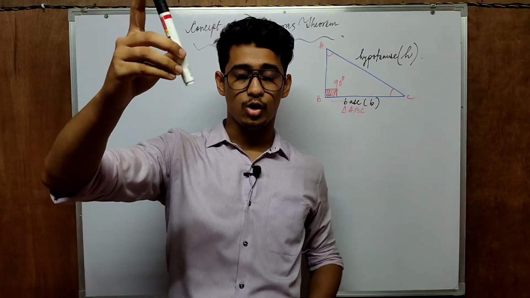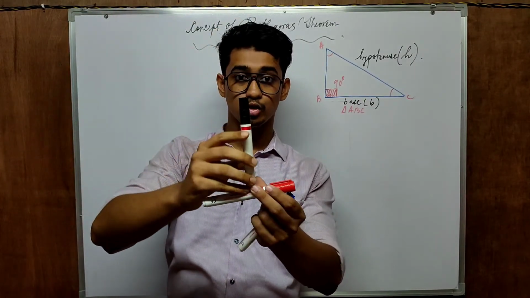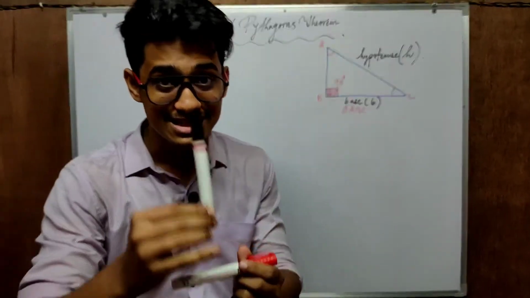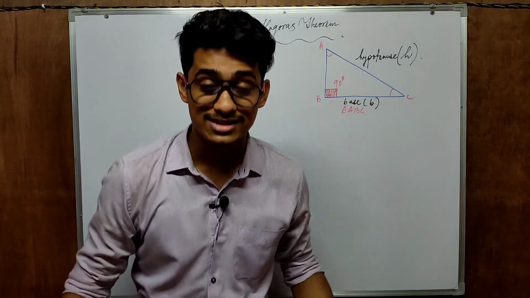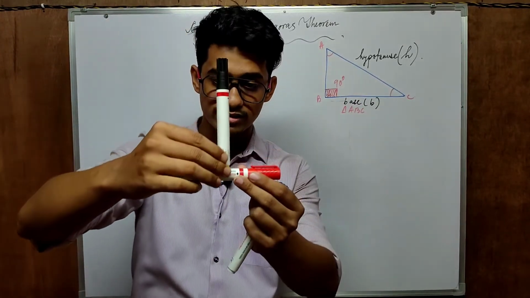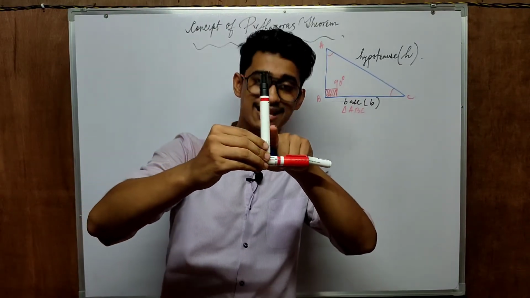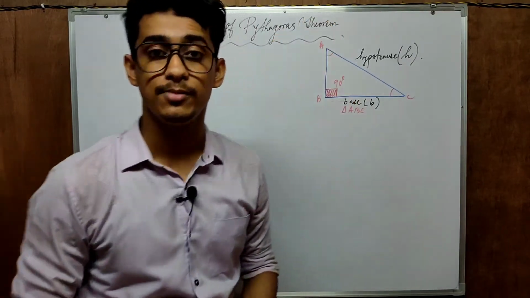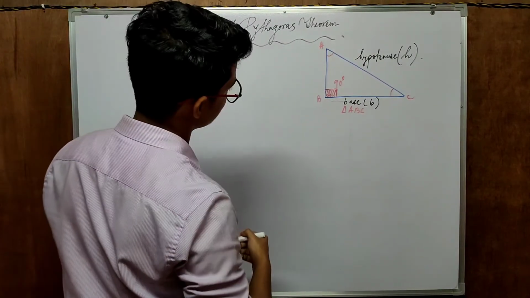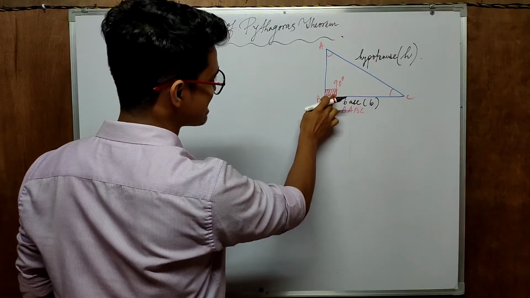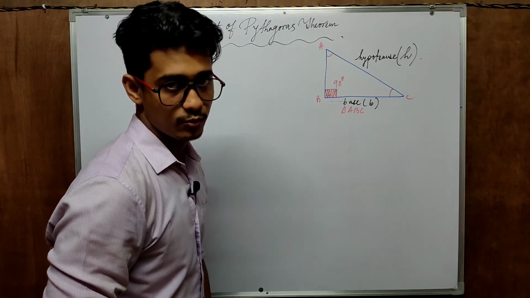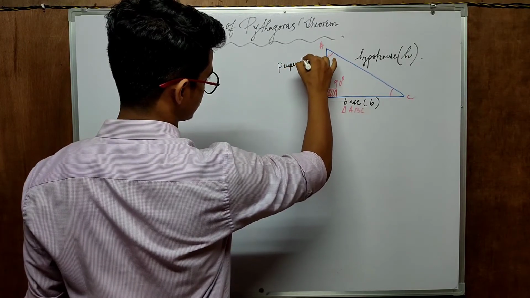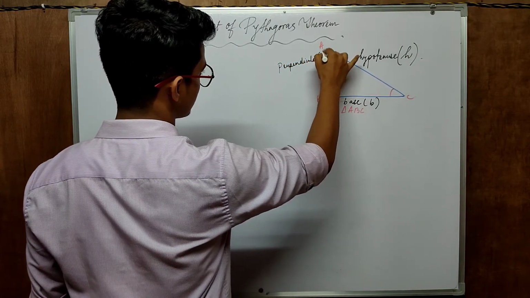When one side or one line is dropping in such a way to the base that it creates 90 degrees with the base, that means this line is called the perpendicular. What I just said: when a line is dropping towards the base in such a way that it creates 90 degrees, then we can say that this line is called a perpendicular line. So AB is nothing but perpendicular, because it creates 90 degrees towards the base, or you can simply write it down as P.